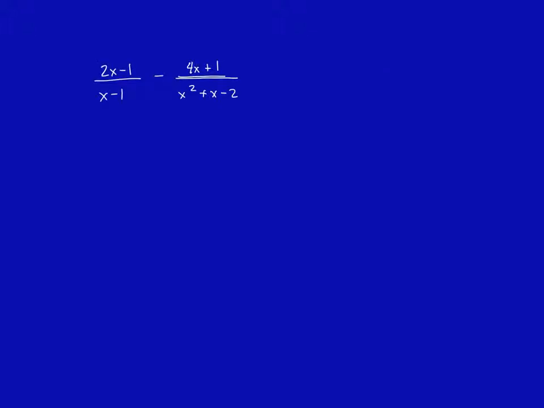Alright, so here's one final problem. This is a subtraction problem, which, remember, when you subtract means actually do the opposite of the numerator that you're subtracting. So we have just one that we have to factor. We have to factor this quadratic, so it's going to be 2x minus 1 over x minus 1. And then we're going to rewrite this as plus negative 4x minus 1 over, and this is going to be factors of negative 2 that add up to 1, so that would be x plus 2 and x minus 1.